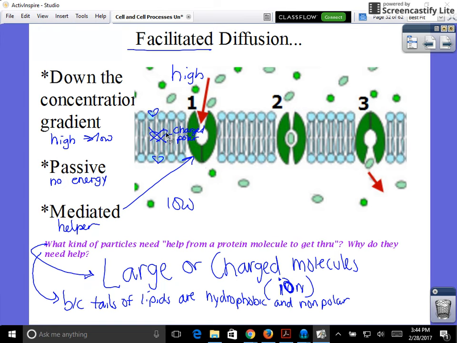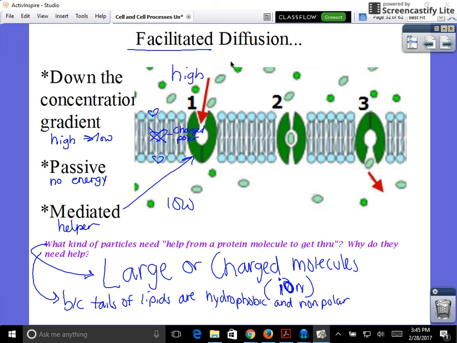Okay. So when we look at the cell membrane, these heads are polar. The tails are nonpolar, which means they don't like things that are charged or also polar molecules. So the particles that need help from a protein molecule to get through are large and charged molecules. Another name for a charged molecule is an ion, and that's because of the center region of the cell membrane.